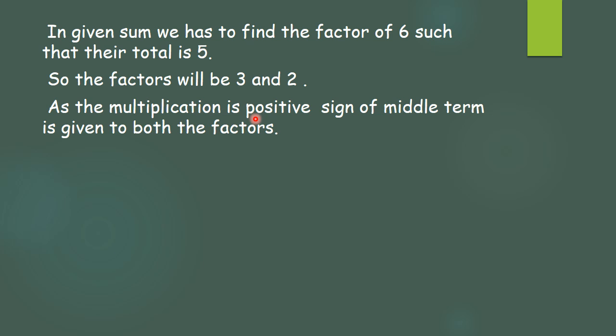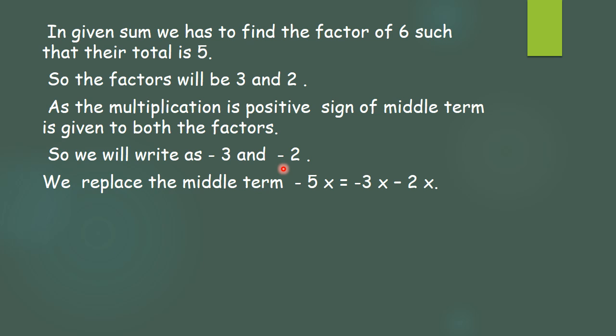Now the third rule: when we get the addition equal to the middle term, the sign of the middle term should be given to both the numbers, or both the factors. Here the sign of the middle term was minus, so we give the minus sign to both the numbers, 3 and 2. So the numbers become minus 3 and minus 2. Now the middle term minus 5x will be split into two parts as minus 3x and minus 2x.